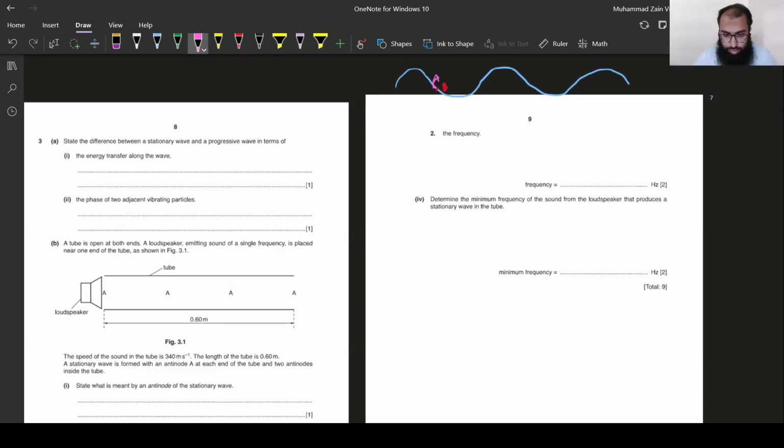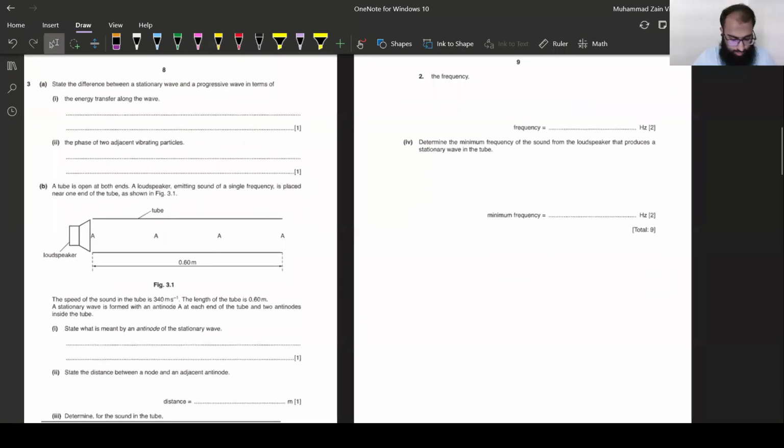When it comes to progressive waves, all the points on a single wavelength are out of phase. So that's what you tell them. But when it comes to stationary waves, the concept of phase difference is not valid. It's as if we can say that all points on a stationary wave are in phase with each other. So that's the difference. In a stationary wave, all particles, not just two adjacent particles, are in phase with each other, whereas in progressive waves, any two adjacent particles are out of phase with each other. So that would be a difference.